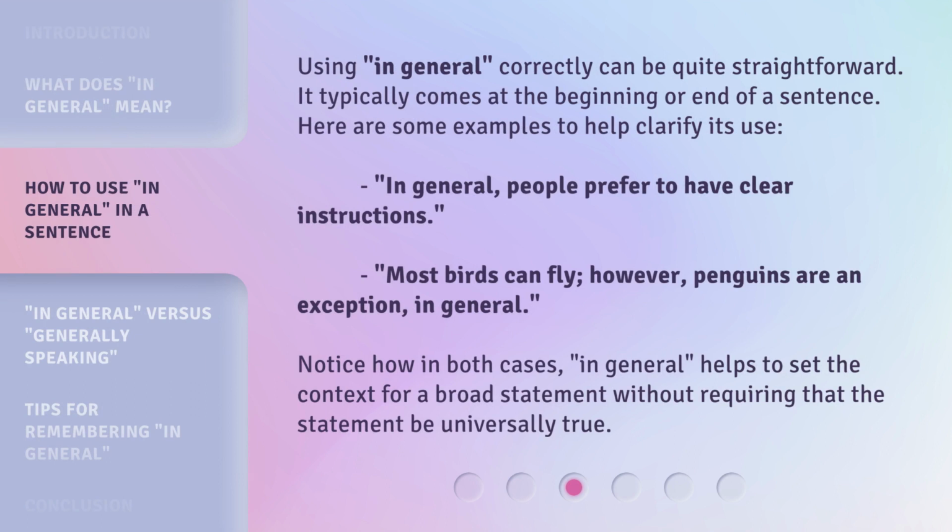Using "in general" correctly can be quite straightforward. It typically comes at the beginning or end of a sentence. Here are some examples to help clarify its use. In general, people prefer to have clear instructions. Most birds can fly. However, penguins are an exception, in general. Notice how in both cases, "in general" helps to set the context for a broad statement without requiring that the statement be universally true.